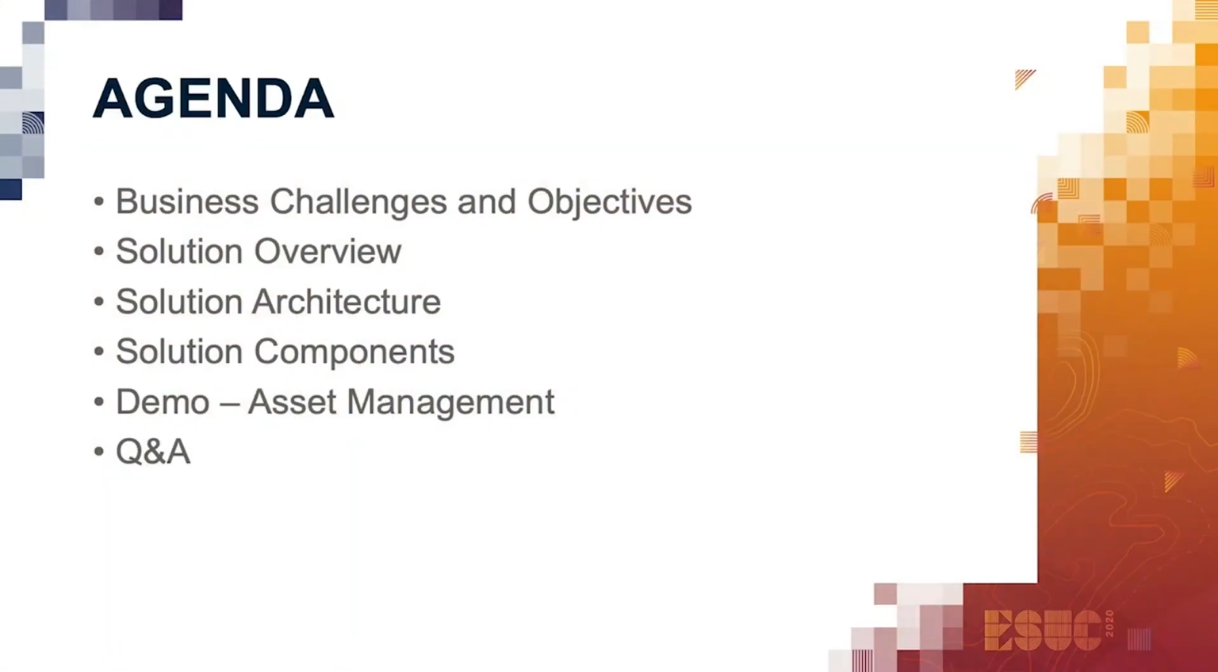In this session, you will learn more on how GIS plays a key role or crucial component in today's asset management system. To start, I'm going to share the most common business objectives and challenges. Next, I'll be going through the solution overview, architecture, and the different components. I'll also show you a demonstration on an asset management system, and I'm going to end on some key takeaways in this session. So first, let's talk about the business challenges and objectives faced by different asset managers.